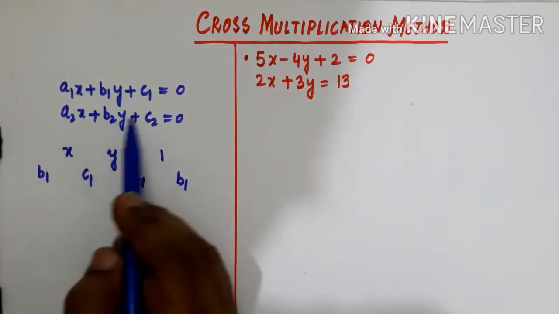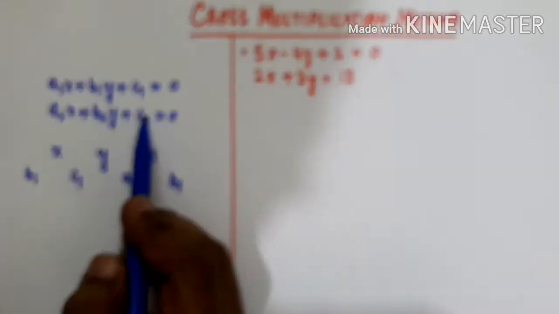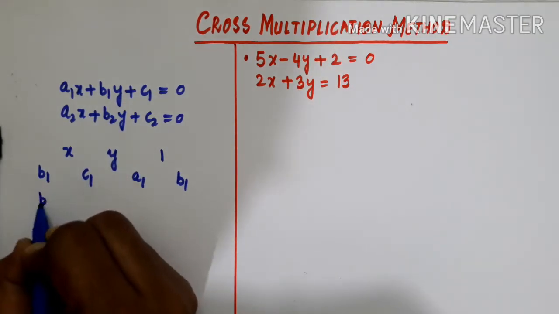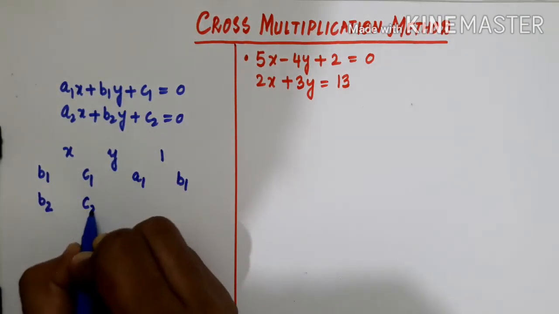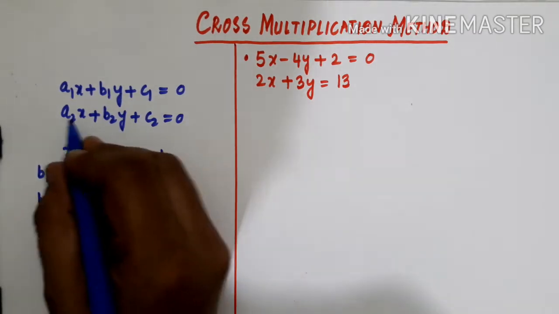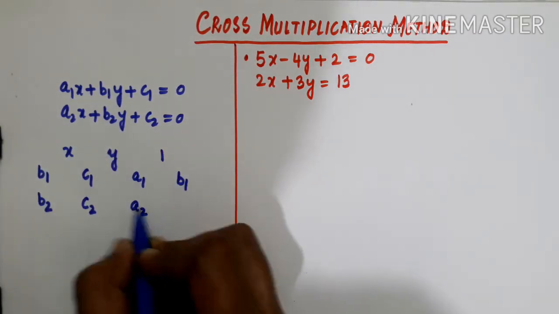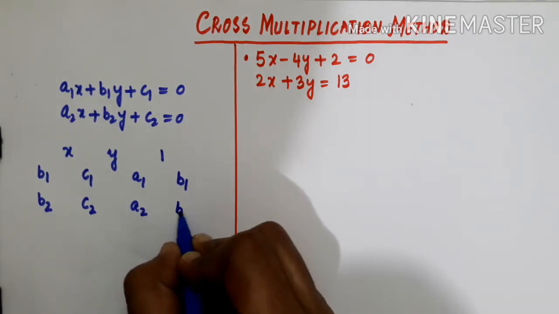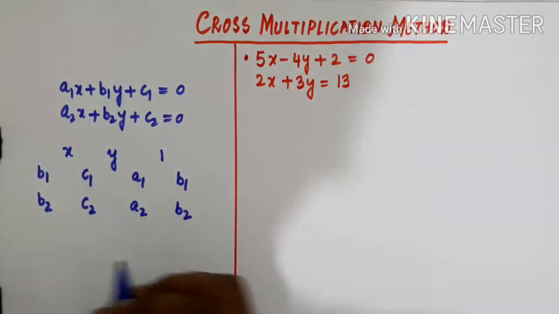In the same way you are taking the second equation also. Second term, the coefficient of y will be b2, then next c2 is the constant, then again the first term, the coefficient of x will be a2, and then again the second term, the coefficient of y, which is b2. In this way you are doing it.